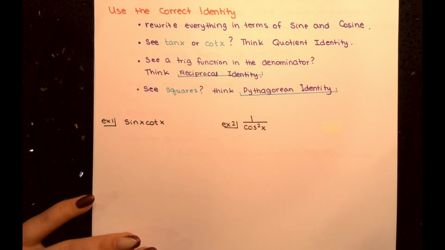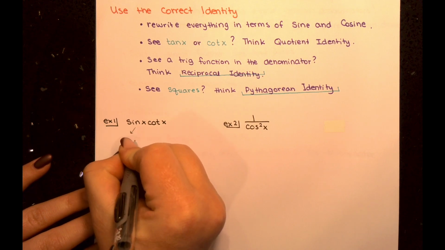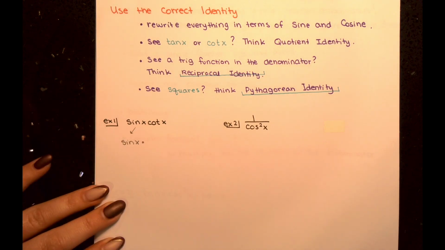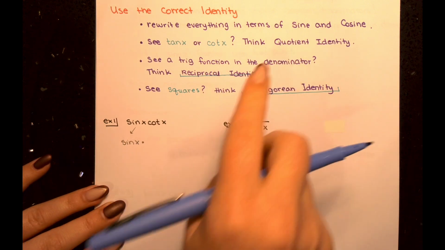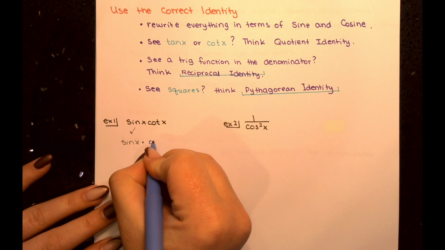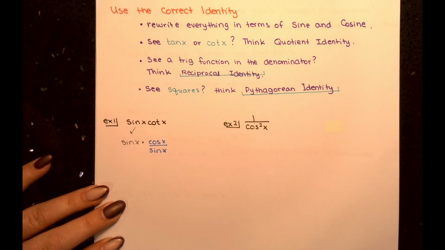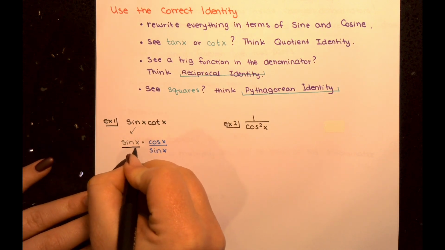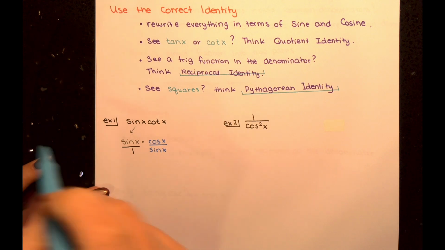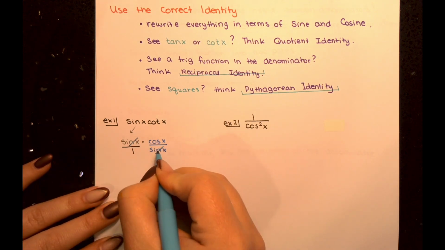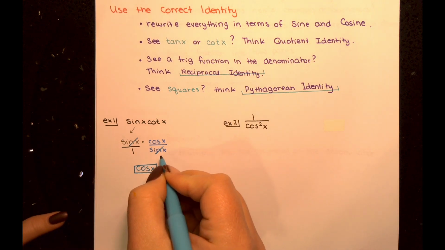So I have sine of x times cotangent of x. Sine stays as sine. Cotangent is from the tangent and cotangent identities, or quotient identities. So it is cosine of x over sine of x. We're going to make sine of x into a fraction. Since we are multiplying, it is okay to divide diagonally. And we're left with just cosine of x as our simplified answer.